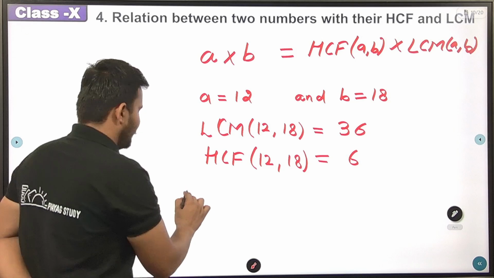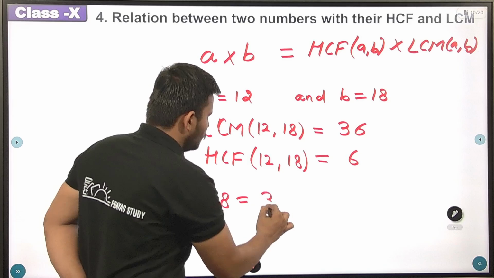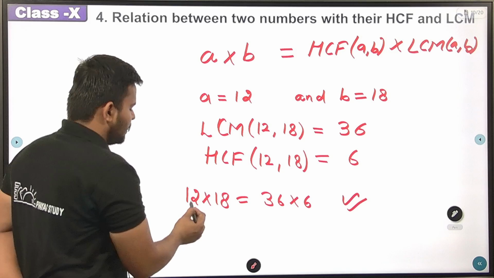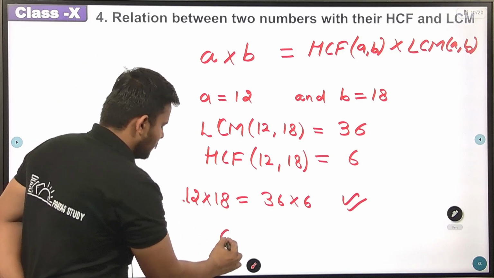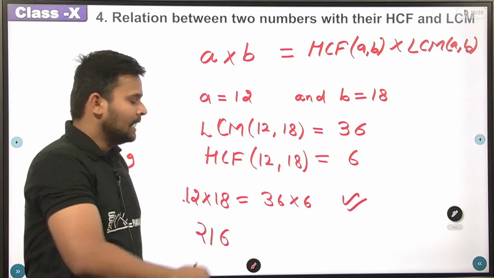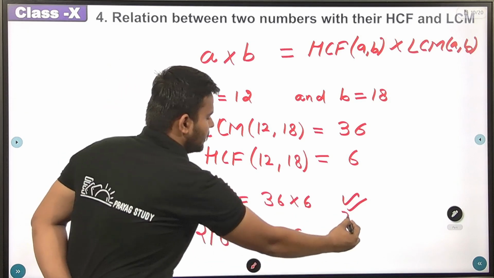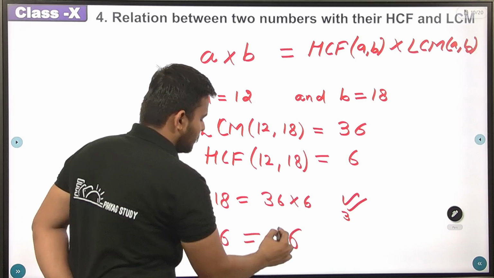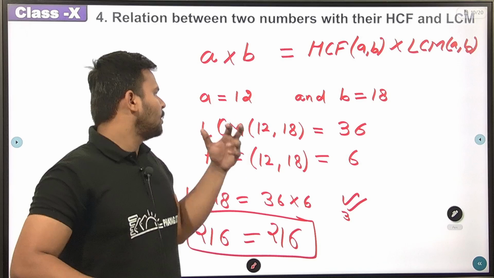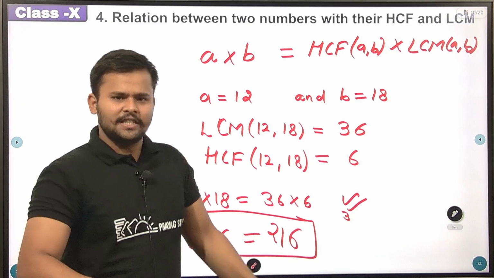So if we multiply 12 and 18, how much are we going to get? It is equal to 36 into 6. This is what our relation says. Now you can verify also. Multiply 12 into 18: 12 8s are 96, 9 will be carried. 12 1s are 12, plus 9 is 21. So it is 216. Now on the right side also you can multiply 36 into 6: 6 6s are 36, 3 is a carry. 6 3s are 18, 18 plus 3 is 21. So 216 equals 216. So you can verify that for two numbers, the product of the two numbers is always equal to the product of their HCF and LCM. This is what this concept says.